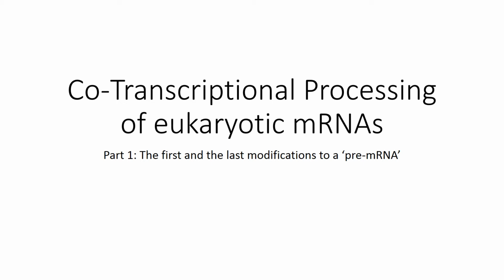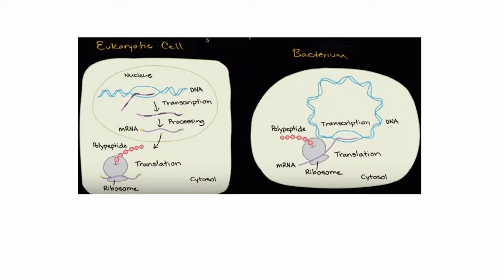As your previous videos have suggested, eukaryotic mRNAs are processed or modified prior to leaving the nucleus and entering the cytoplasm for translation. I've separated that RNA processing into two separate videos, this one describing the first and the last of those modifications. As the Khan Academy video showed you, there is a difference between the transcription process in prokaryotic cells relative to that of eukaryotic cells.